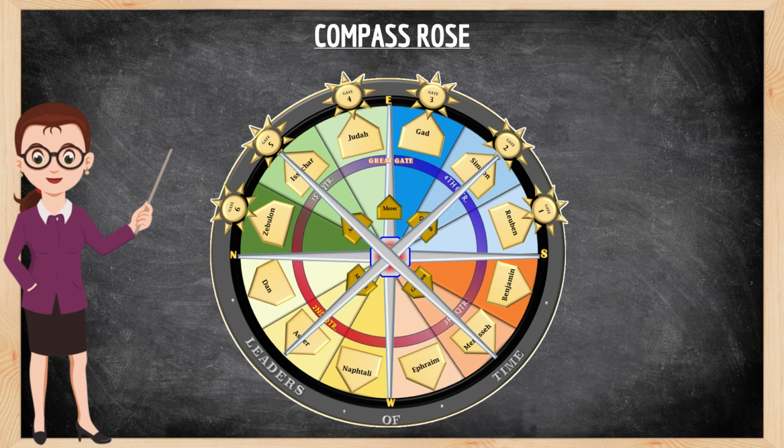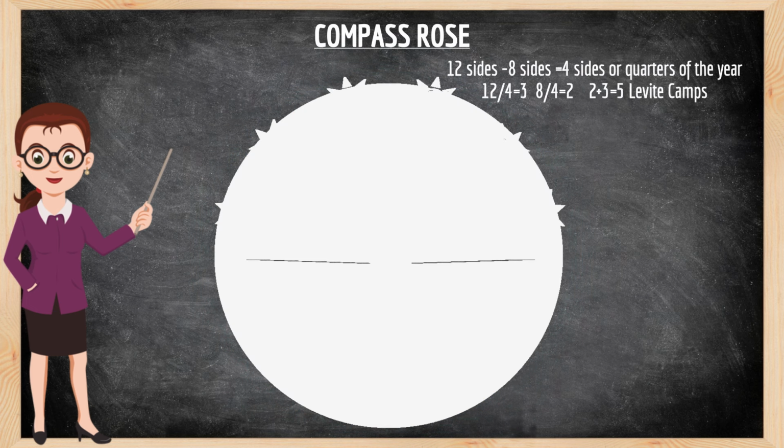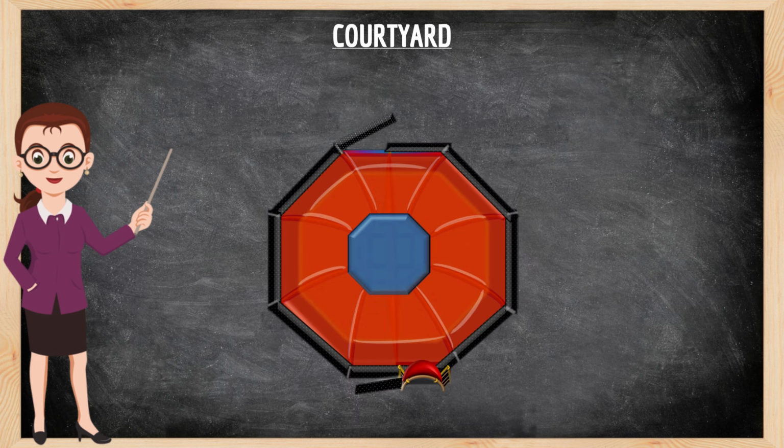All good scouts know that a clock can be used as a compass and a compass can be used as a clock. 12 sides minus 8 sides equals 4 sides, or quarters of the year. And then if we take 12 divided by 4 equals 3, and 8 divided by 4 equals 2, and 2 plus 3 is 5. We have 5 Levite inner wheel camps that lay within the 4 quarters of the outer wheel camps. Next, the courtyard fencing is installed.